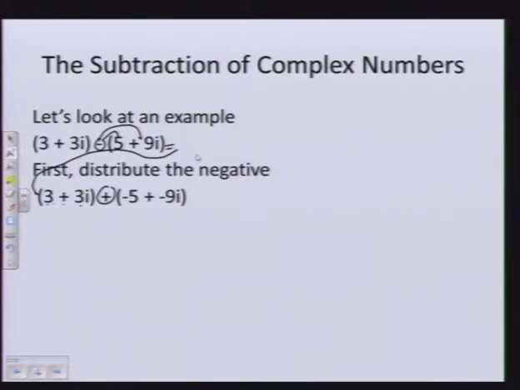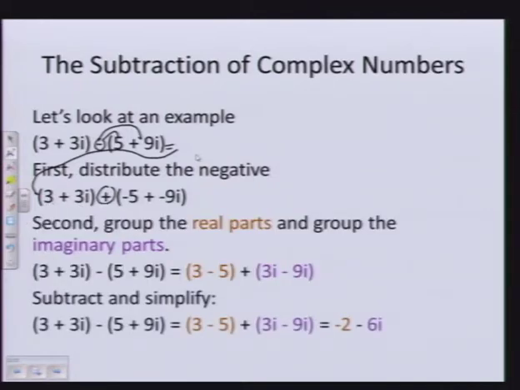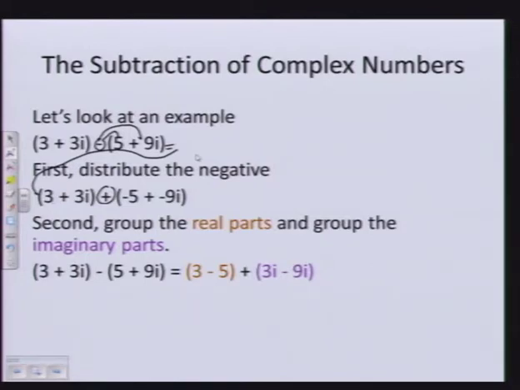Again, I'm dealing with this as I would a distribution problem for any regular algebraic expressions. So the next thing we're going to do, just like we've done before, is group the real parts and group the imaginary parts. We're going to take the 3, and we're going to take the 5, and again, the 5 was minus from what we had up above here. So we have 3 and minus 5, and then we'll have 3i minus 9i.